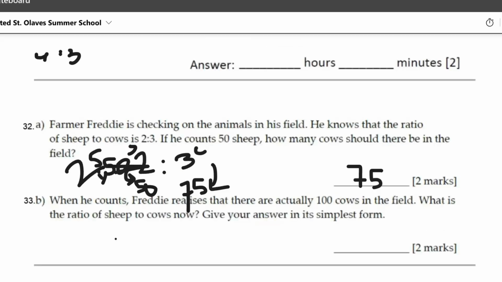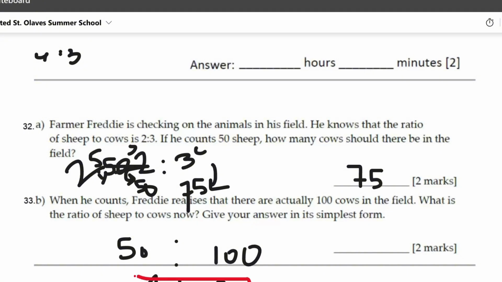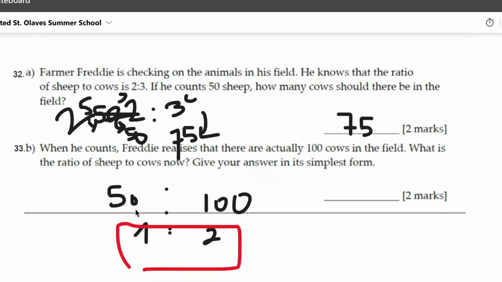So he's actually going to count now that he has 50 to 100 cows. How are we going to simplify this? It's going to simply be 1 to 2 because it's double. 100 is double 50. And I'm just going to scroll down so you can see that 1 to 2.